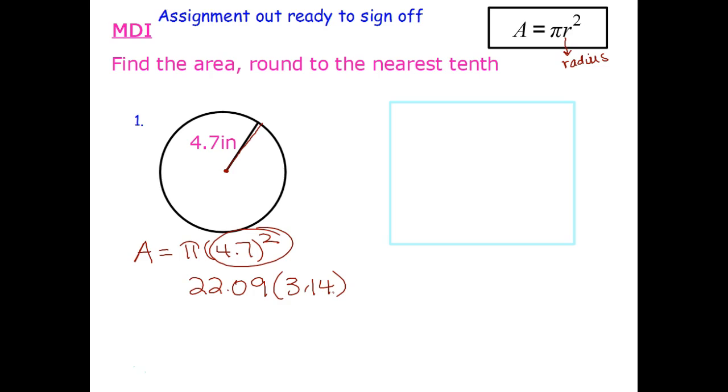And we get 69.36. And since it says round to the nearest tenth, we would say that the area is equal to 69.4. And we know that our label this time, or our unit, is inches, so we would label it as inches squared.